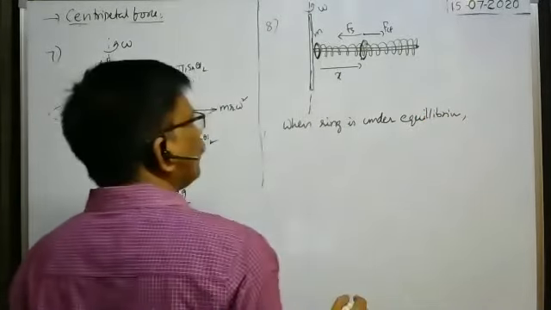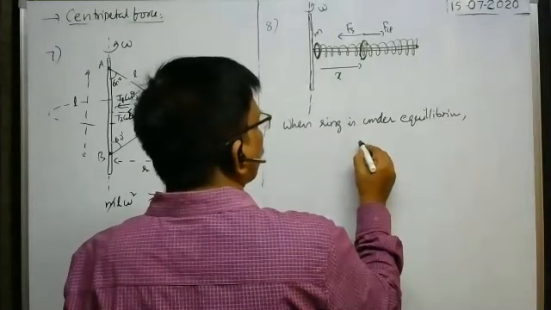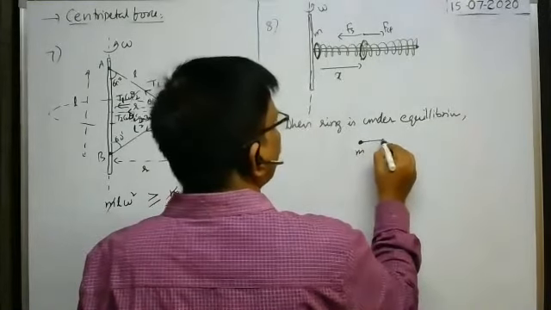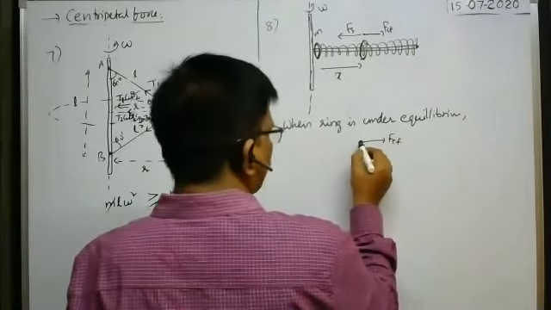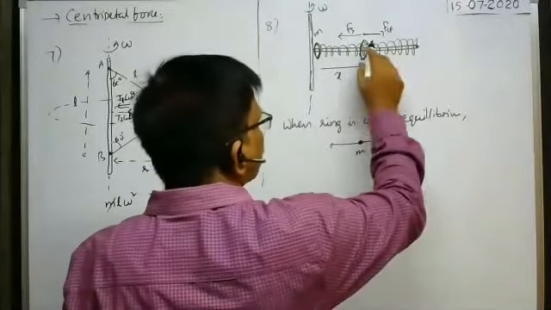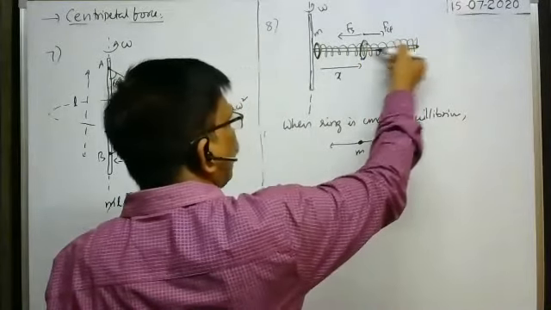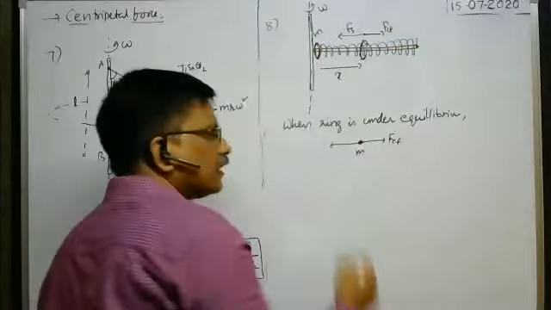When the ring is under equilibrium, on the ring having mass m, centrifugal force FCF acts in this direction, and whenever the spring is compressed, the spring force pushes the ring opposing the displacement.